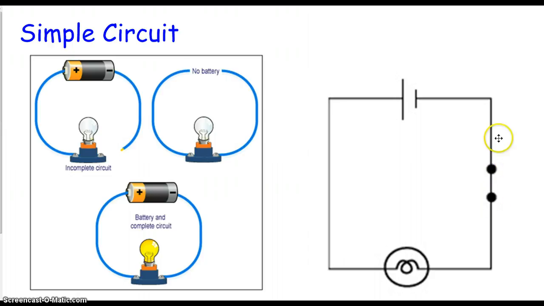Symbols: switch, wires, battery. This is another way to represent a light bulb. We've been using the circle with an X, but that is another way you could do it.